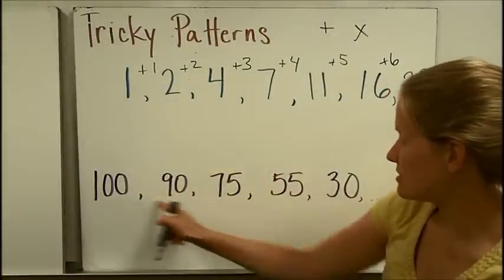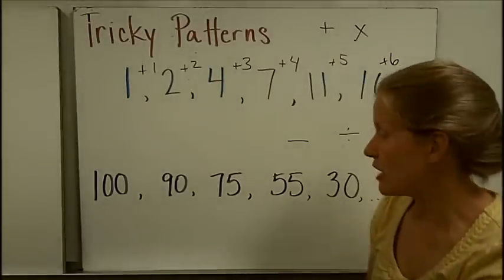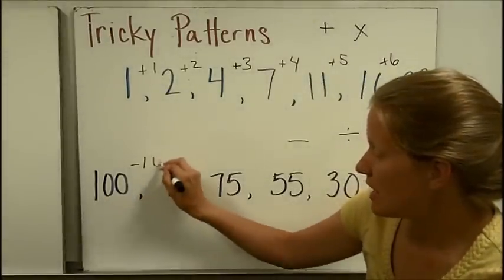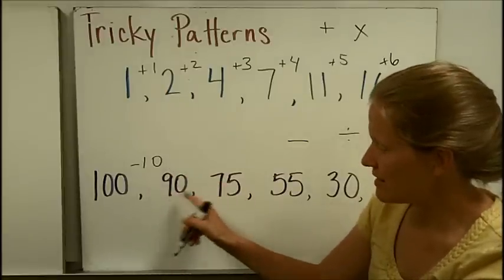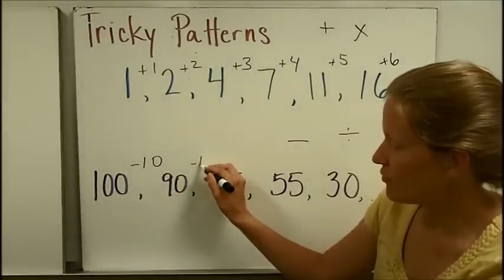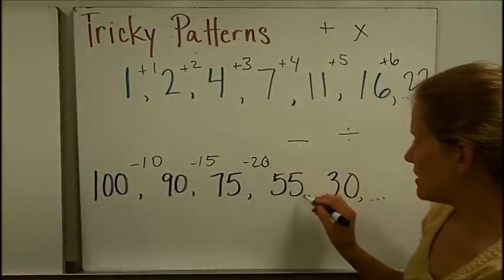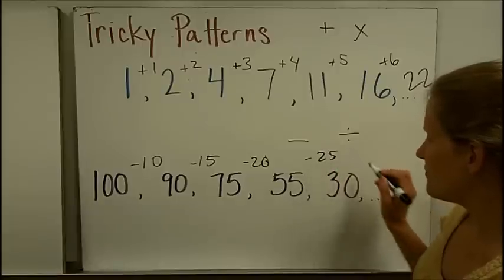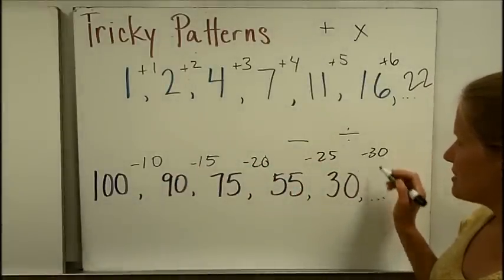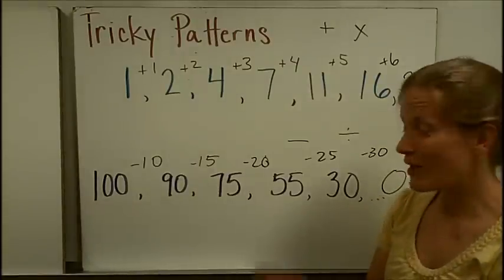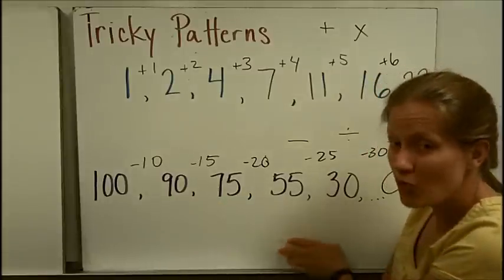Here I see that the numbers are getting smaller as we go left to right, so it has to be subtraction or division. Let's try subtraction. 100 minus 10 is 90. Well, minus 10 would be 80. So this, from 90 to 75, is actually 5 more, minus 15. Here it's minus 20. Here it is minus 25. So I hope you see 10, 15, 20, 25. The next thing we would subtract is 30. So the following number on this pattern would be 0. So this is a subtraction problem that's subtracting 5 more every time.